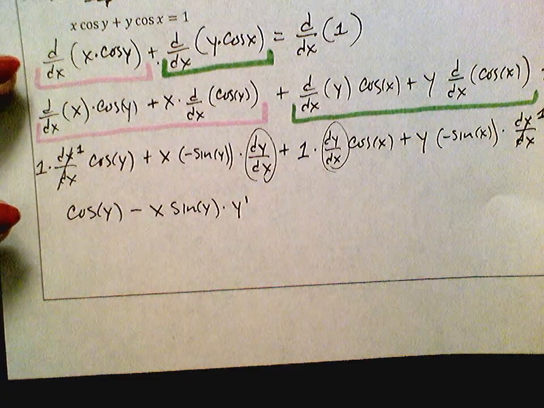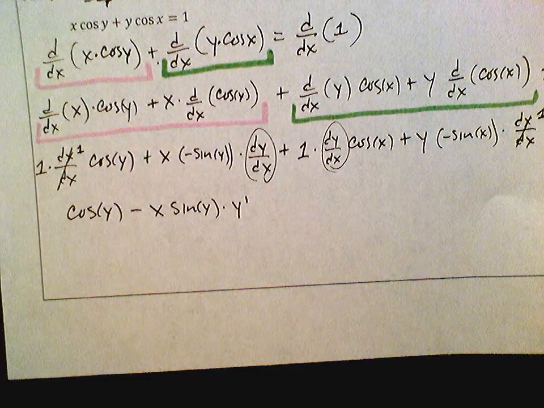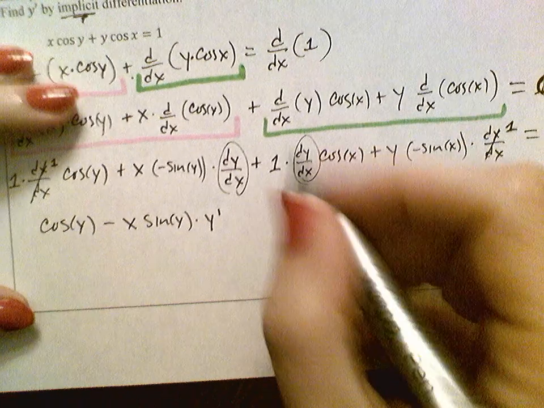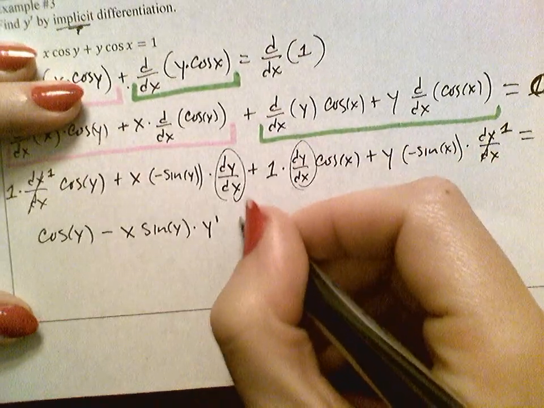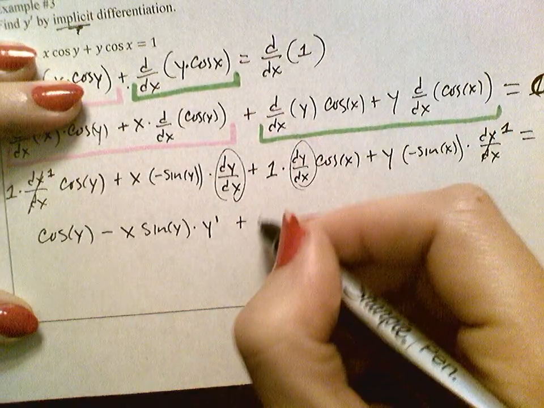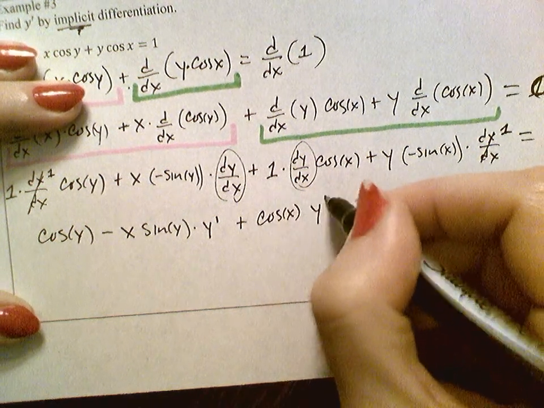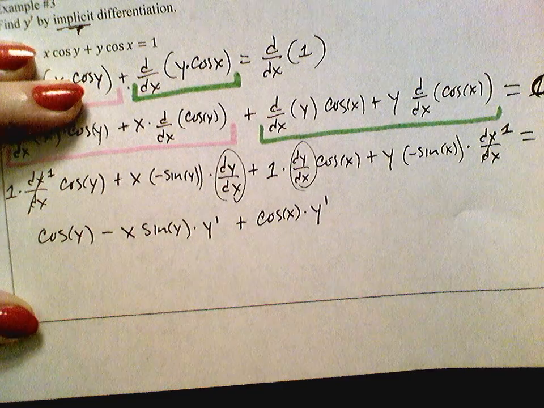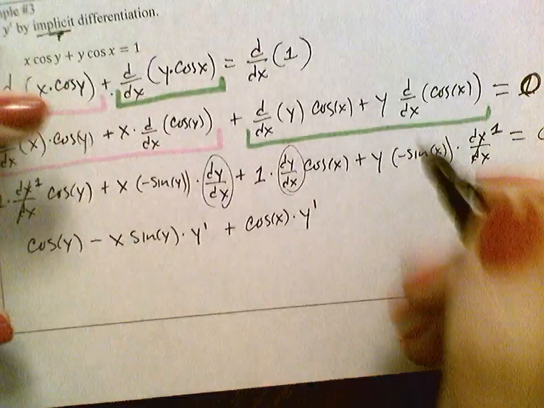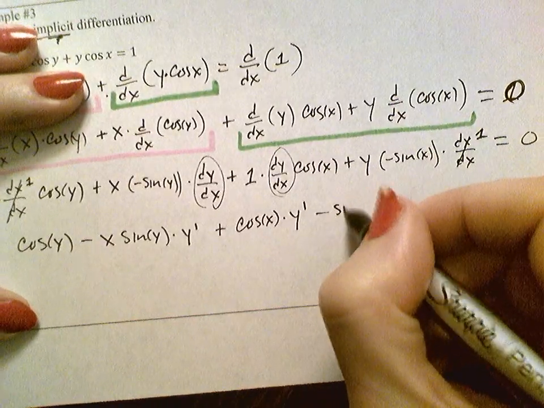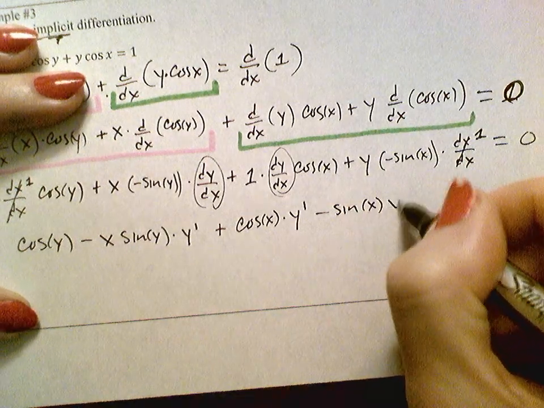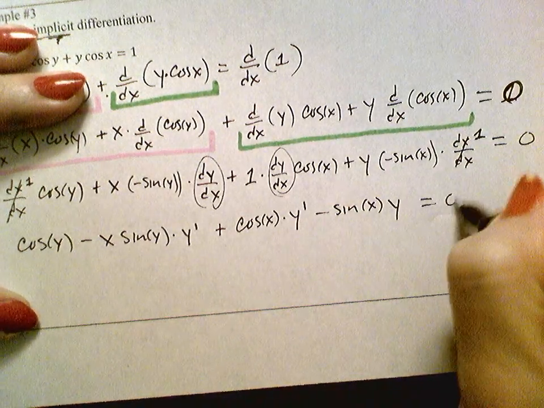And if anything I do doesn't make sense, it's time to pause the video and try to figure it out. You want to understand everything that I do. And if you can't, you want to ask me, or ask someone else. So plus cosine of x times y prime. I just changed that to y prime. Minus sine of x, y equals 0.